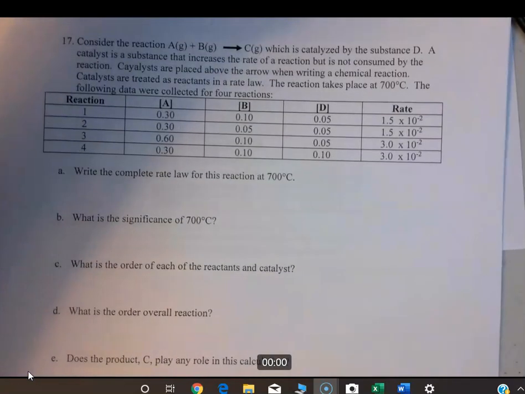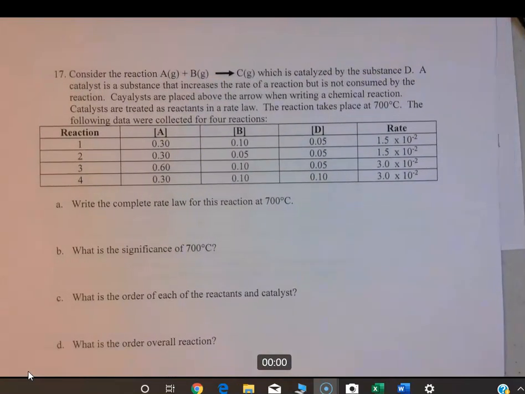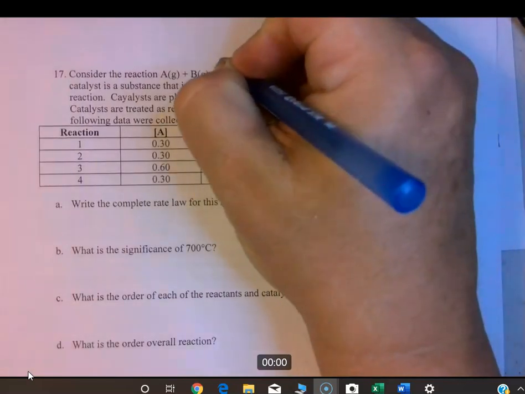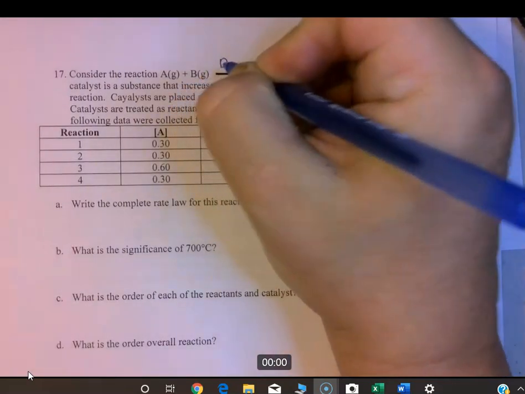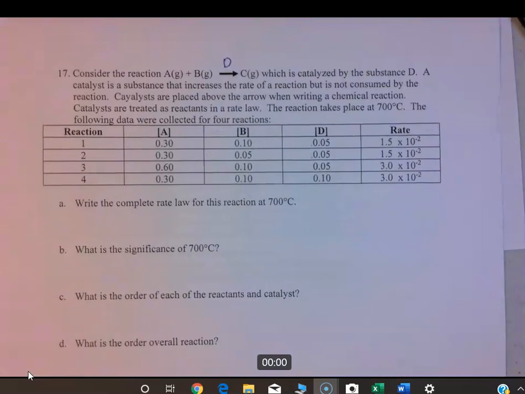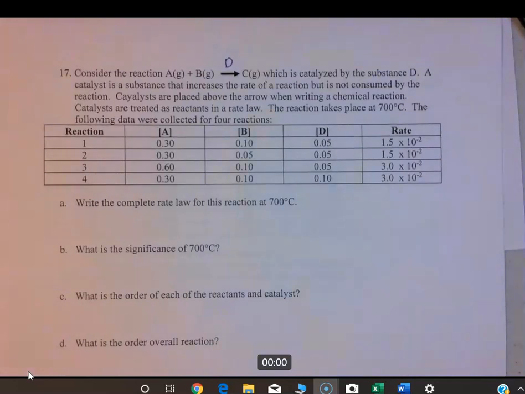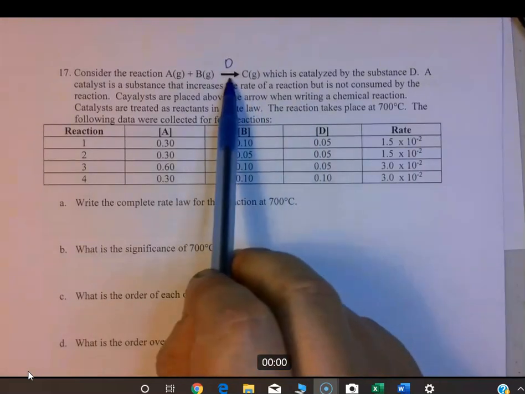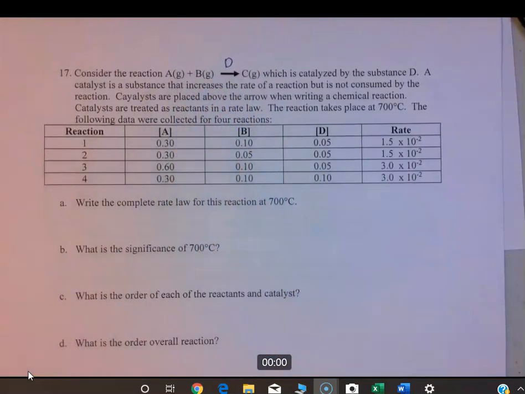It says, consider the reaction A plus B gives you C, which is catalyzed by D. What that means is when we write the reaction, we put the D above the arrow. A catalyst is a substance that speeds up a reaction but is not consumed by the reaction. It will be there at the end of the reaction, so we don't put it on either the product side or the reactant side. However, for the purposes of doing kinetics, it is included just as if it were a reactant, in other words, as if it were on this side of the equation.